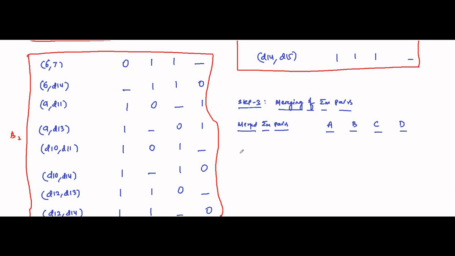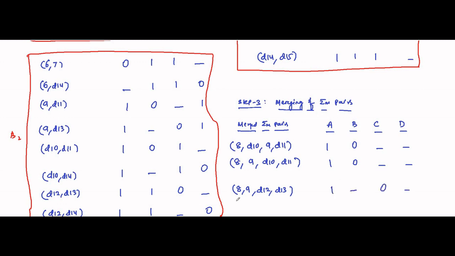8, D10, 9, D11: 1, 0, dash, dash. Then we have 8, 9, D10, D11. It also has 1, 0, dash, dash. B1 and B2 we are taking. Then we have 8, 9, D12, D13 with binary representation 1, dash, 0, dash, and 8, D12, 9, D13 with binary representation 1, dash, 0, dash.